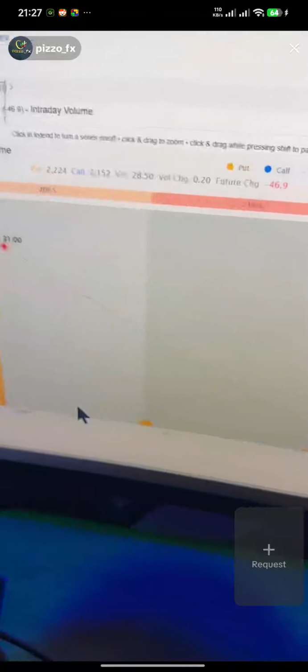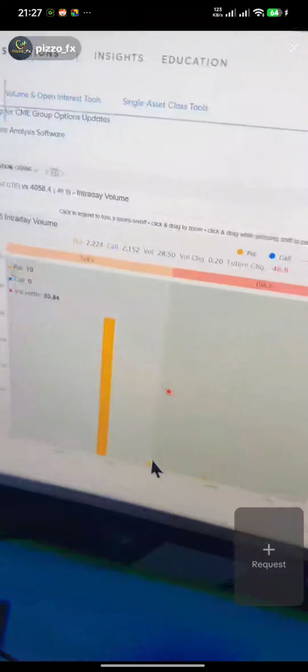Let me just mark that zone, 3950, no 3955. What volume is greater? Put is greater than call. Actually call is 0, meaning it's a little bit protected. Now if you know there's a high probability of the market coming into this zone here.